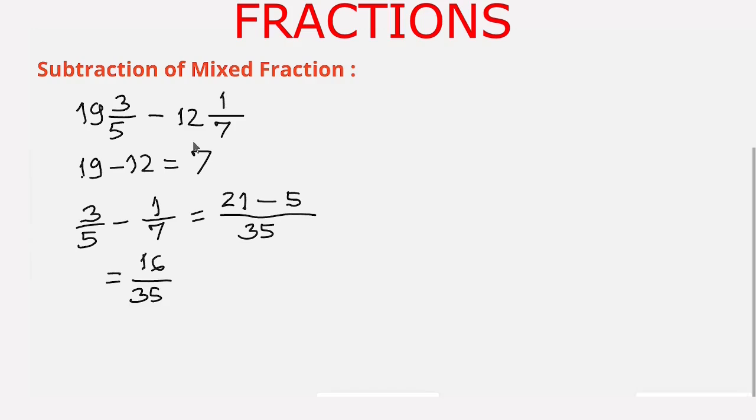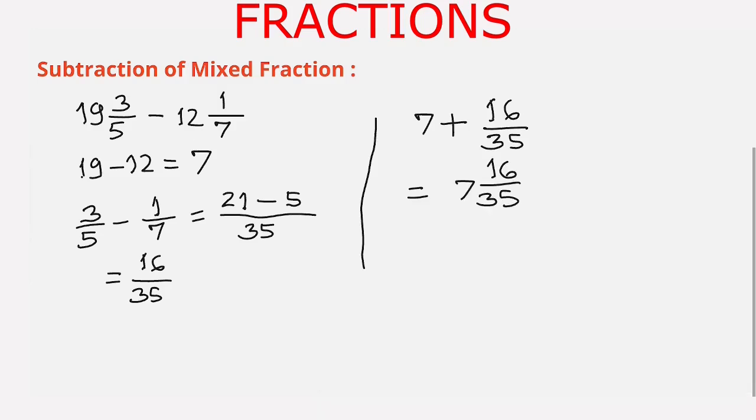Now what is our step 3? We should add the results of step 1 and step 2, and that is 7 plus 16 upon 35, and this is equal to 7 whole and 16 upon 35. Now we will solve one more example to learn it better.